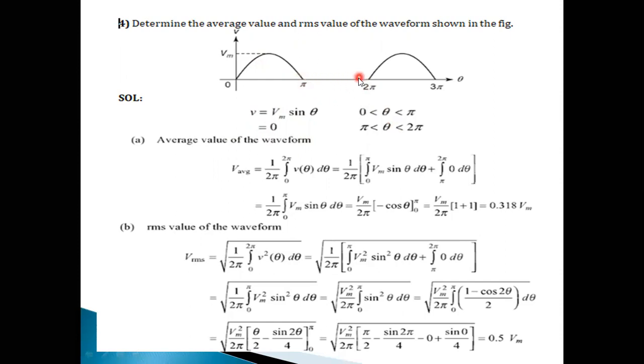It becomes 0 now. V average is equal to 1 upon 2 pi, integral 0 to pi, v of theta d theta. Substitute in this particular one, we get the value of this one. While calculating RMS, take the total time period, v square, that is a sine square term. Sine square term may be written as 1 minus cos 2 theta by 2. And we can evaluate all these things. We get the value of this one.